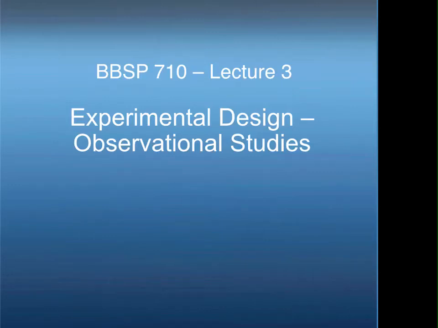This is Lecture 3 in BBSP 710. Today we're going to discuss observational studies and why they're considered inferior to controlled experiments, and how you can maximize the chance of obtaining useful and accurate information from observational studies despite their shortcomings.